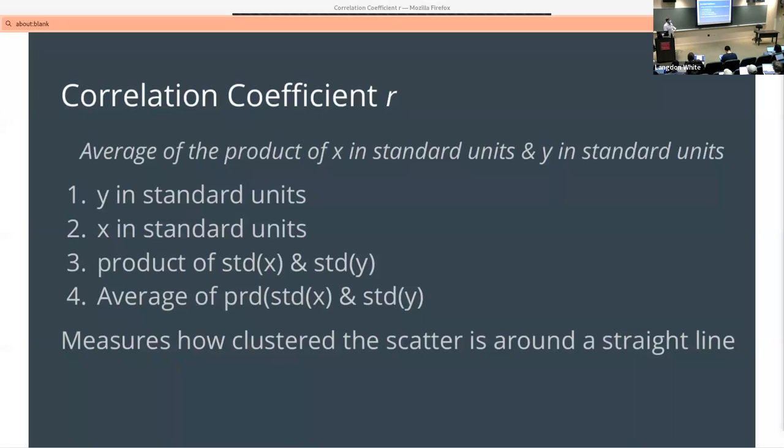Basically, it ranges from negative one to one. A positive association is closer to one, and a negative association is closer to negative one. Negative just means that it goes down, not necessarily that it's bad or less correlated. And we have some questions.